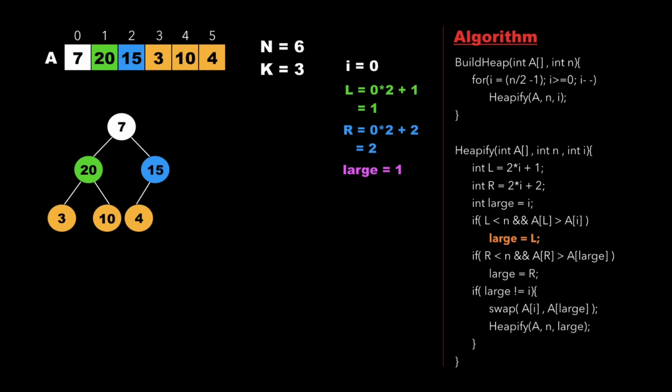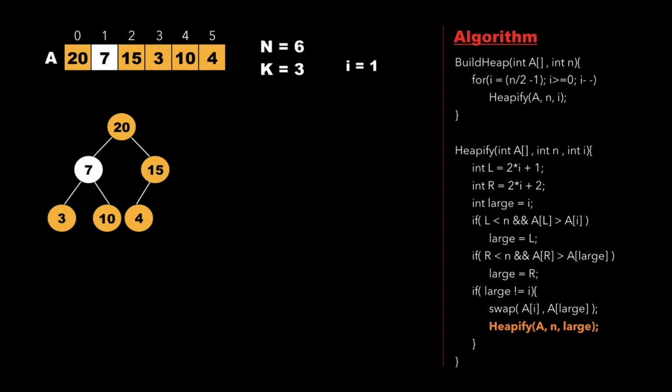Then we again check whether if A of R is greater than A of large. Since 15 is not greater than 20, we do not update the value of large. And then check whether if large is not equal to I. Since 0 is not equal to 1, therefore we swap A of I with A of large. That is, we swap 7 with 20. And after swapping, we again call the heapify function for the value of I as large, that is 1.